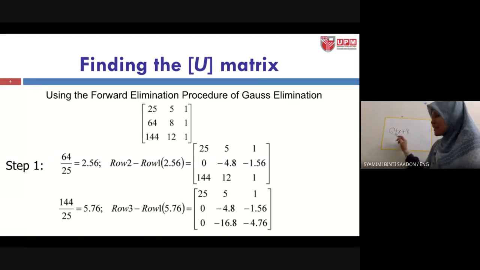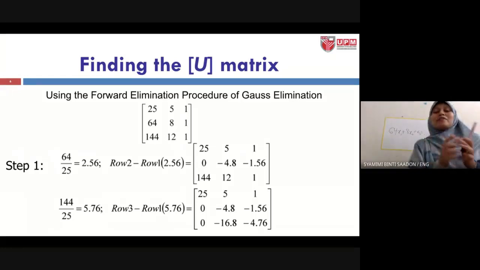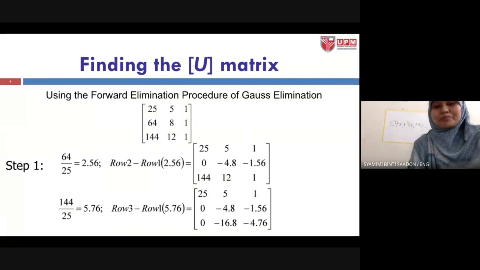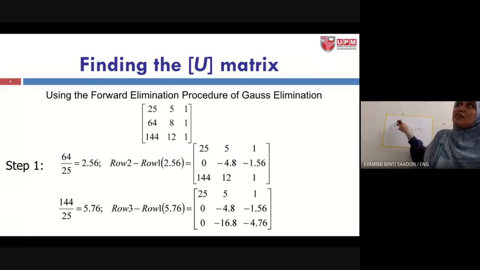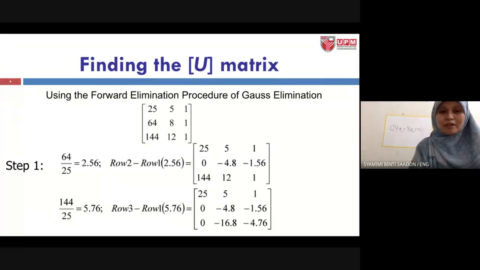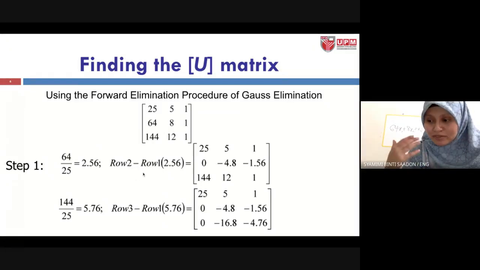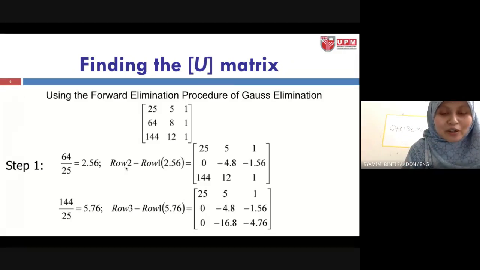Imagine that we have 64 x1 plus 8 x2 plus x3, something like that. You have to imagine the matrix as a linear equation. So if you change the calculation for the first component, then you have to do it for the rest. You cannot do just this one. Always remember that. The coefficient, the numbers, will be the same.